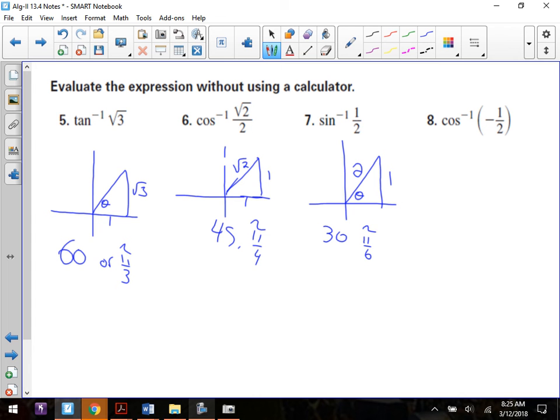And then lastly, when you're looking at cosine being negative 1/2, that puts you in the second quadrant. That's 60 in that quadrant here. This is a 60-degree reference angle, but that means your angle is this, which makes it 120. And in terms of radians, it's pi over 3 up, which means it is 2 pi over 3.